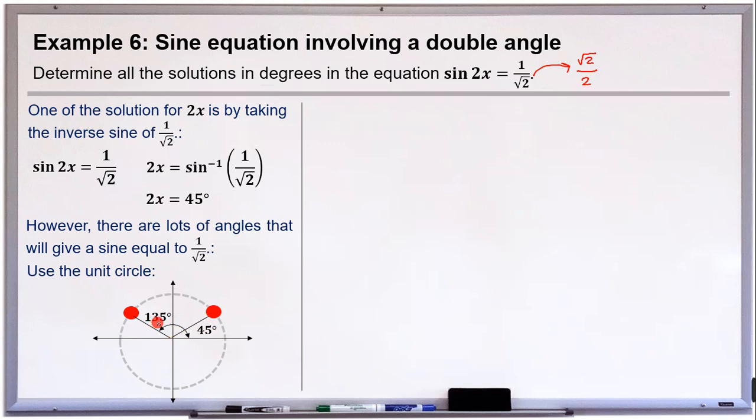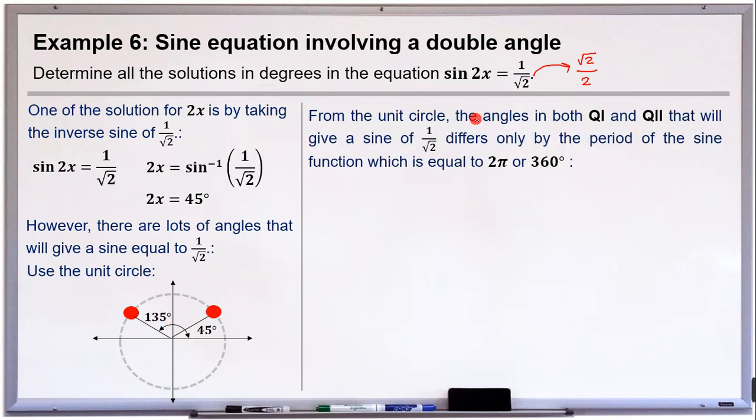That will give us 135 degrees. So we have two spots. From the unit circle, we found out that the angles in both 1 and 2 give a sine of 1 over square root of 2, a positive value. These two differ only by a period of the sine, which is equal to 2 pi or 360 degrees. So in order to get the coterminal for 45 degrees, we can add 360 degrees.